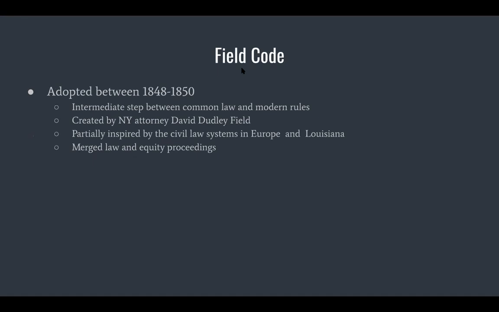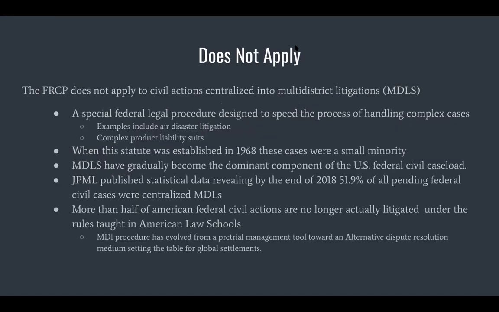Well, the Field Code was adopted between 1848 and 1850, and it was an intermediate step between the common law and the modern rules we see today. It was created by a New York attorney, David Dudley Field, and it was partially inspired by the civil law systems in Europe and Louisiana. It merged law and equity proceedings. All right, so that was the Field Code.